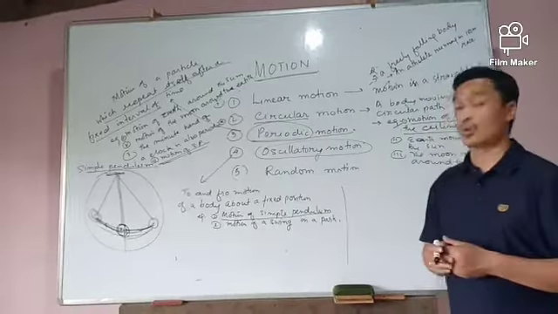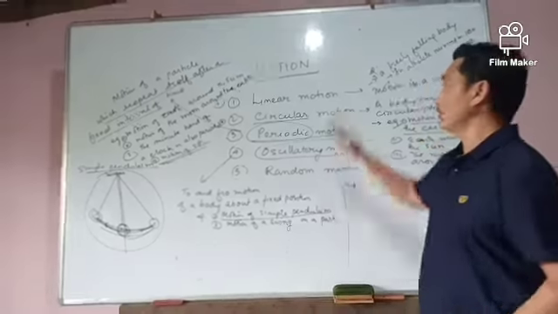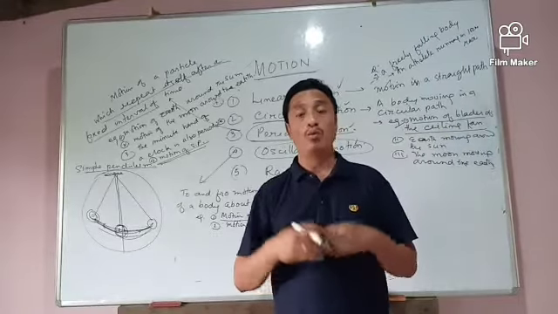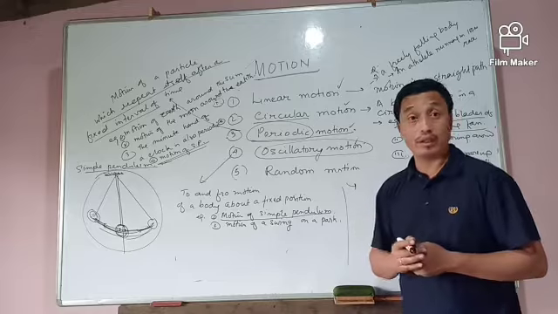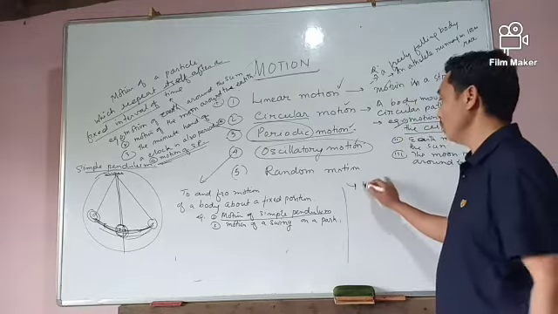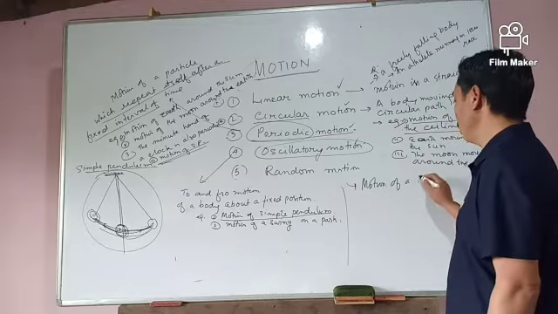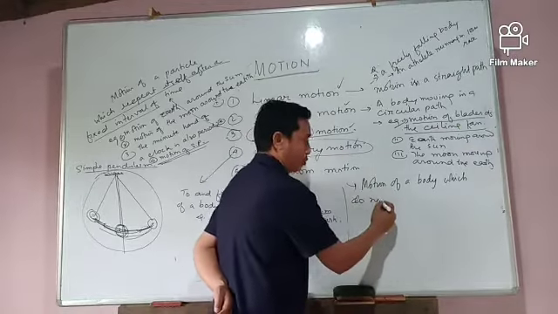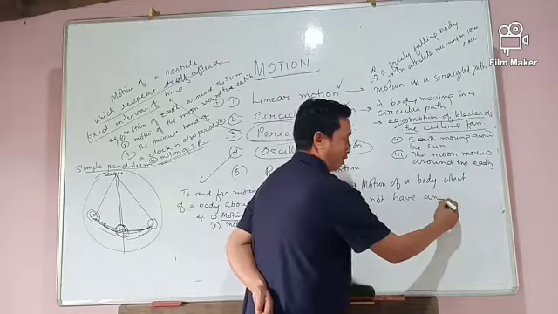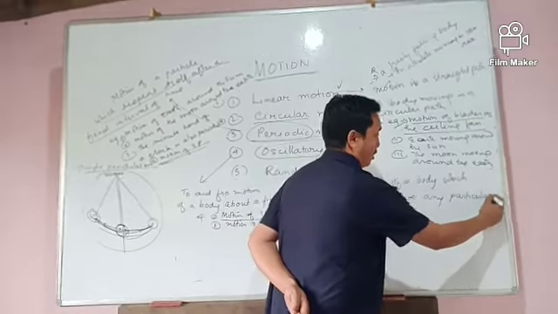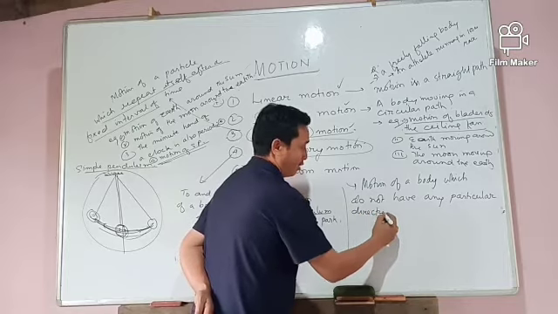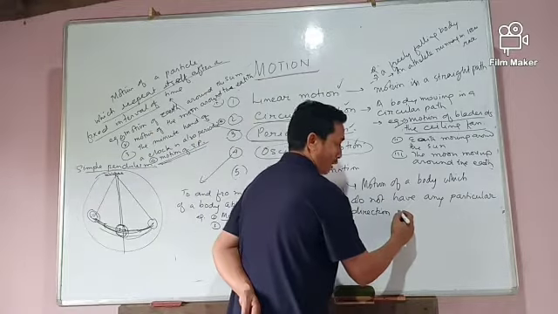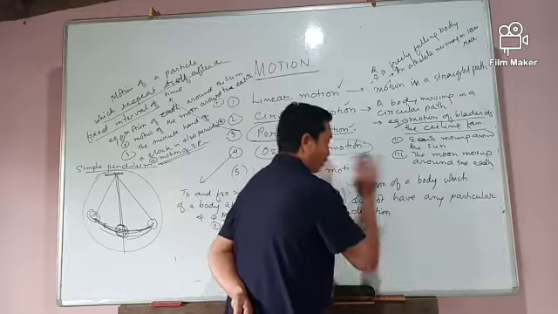The last type of motion is called random motion. All the four types of motion have some rules of their motion, but in random motion there is no rule of its motion. So we say the motion of a body which does not have any particular direction is called random motion.